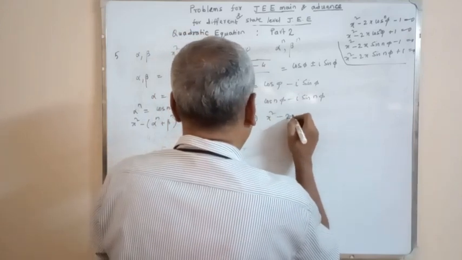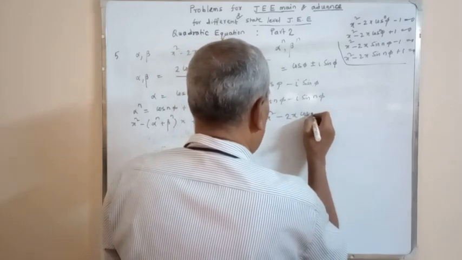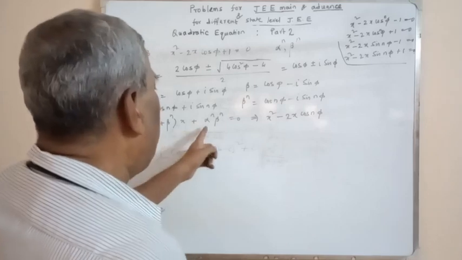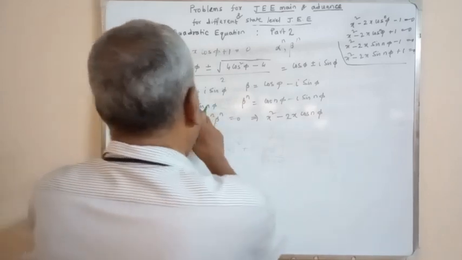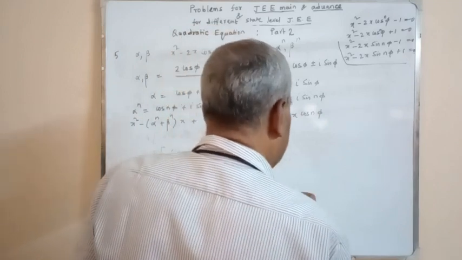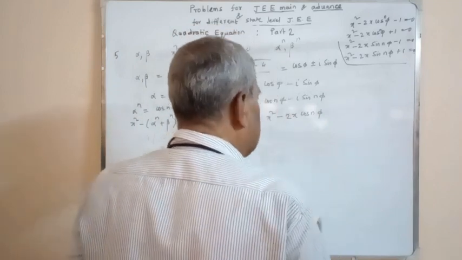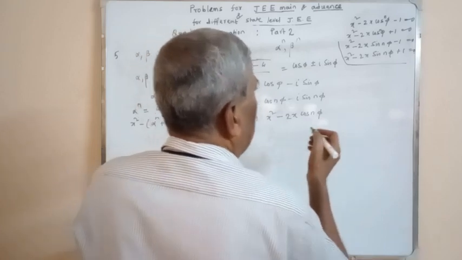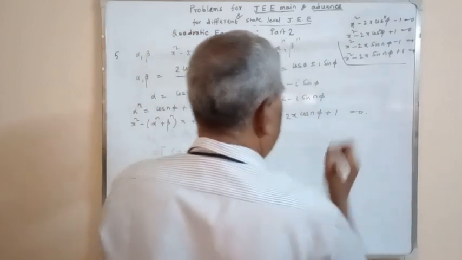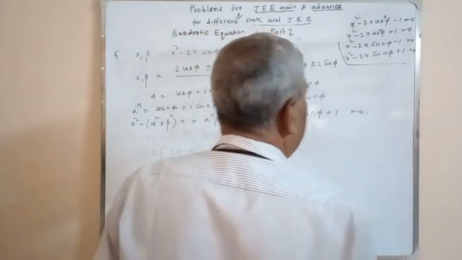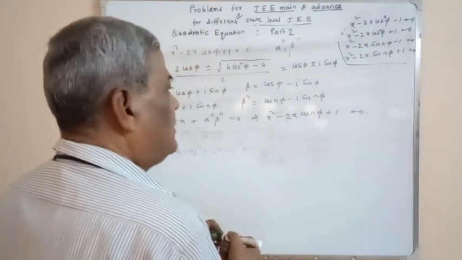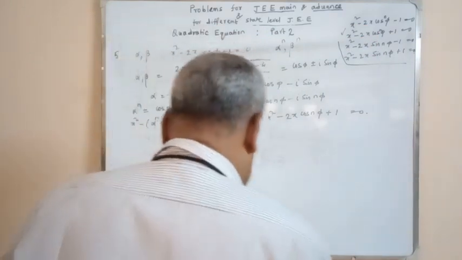minus 2x cos of n phi, then alpha to the power n into beta to the power n. So this multiplied by that. So cos square n phi minus i square sin square n phi, that is simply 1, is equal to 0. So the second option is our correct option. So that is our answer. Okay.